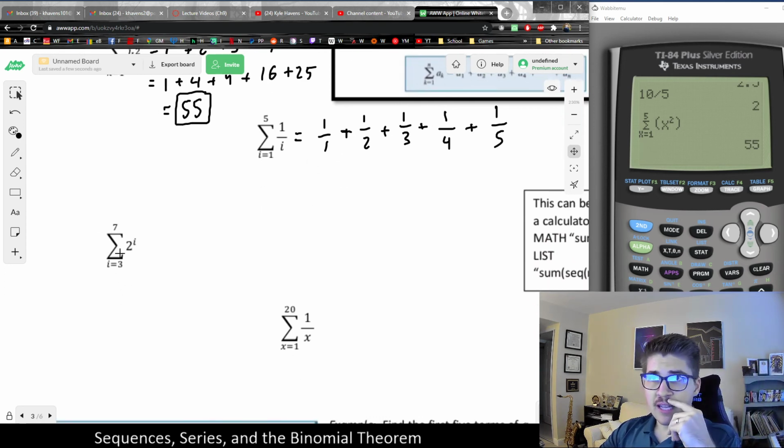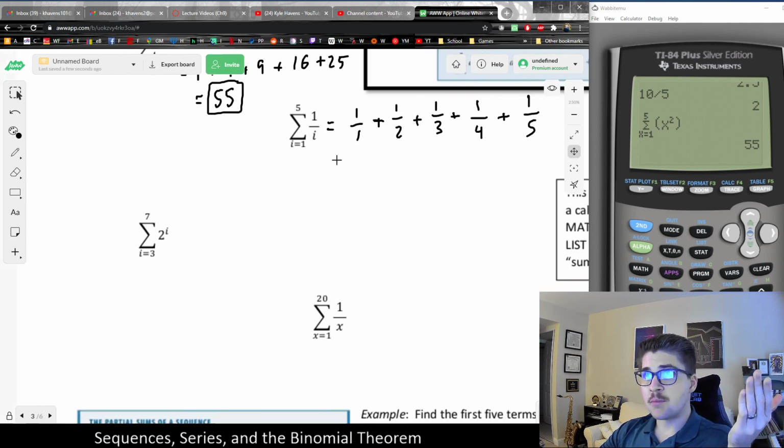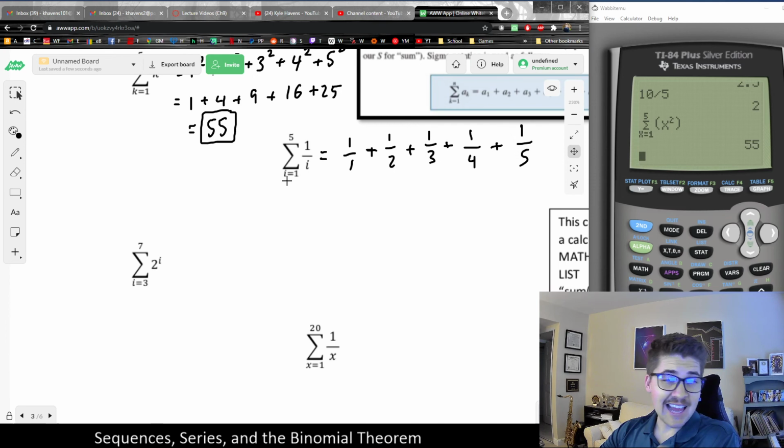Let's just look at one last one. What you might be wondering is, does the bottom always have to start with 1? Just like with the sequence, it doesn't have to start at 1. It usually does, but it could start anywhere else. If we wanted to represent a series starting at somewhere other than 1, this is exactly how we do it. This one would be a geometric series because it is an exponential.